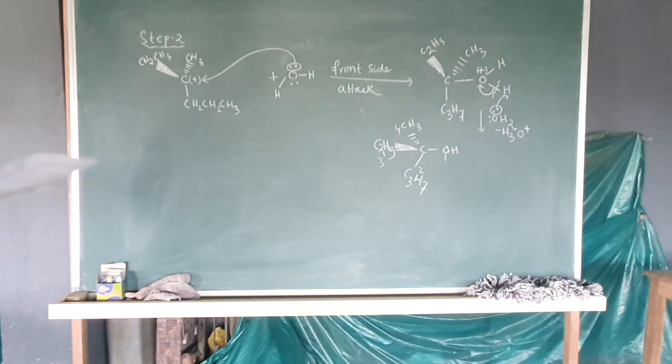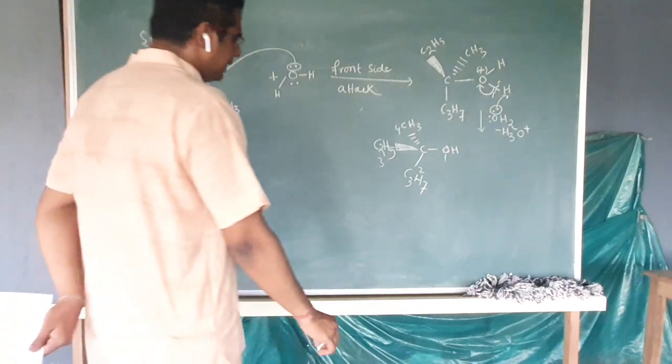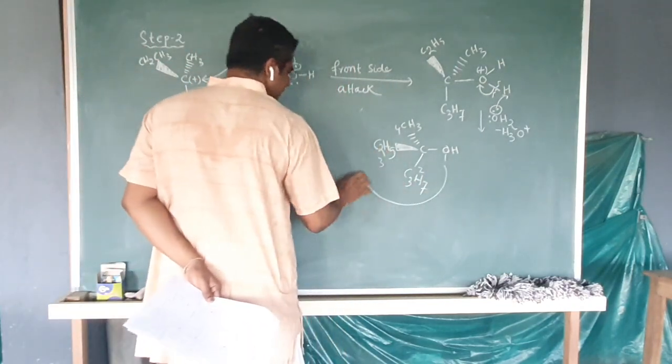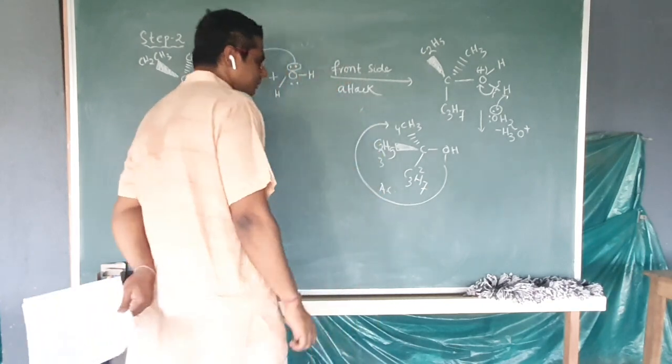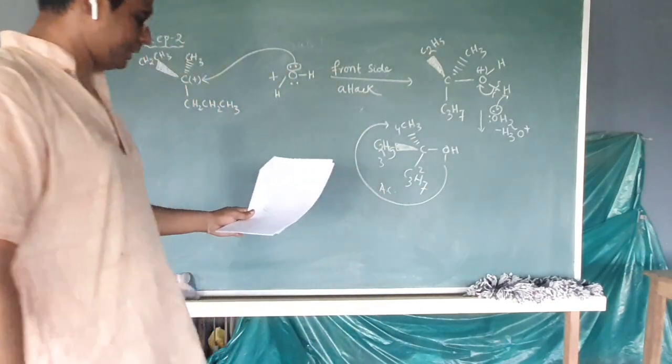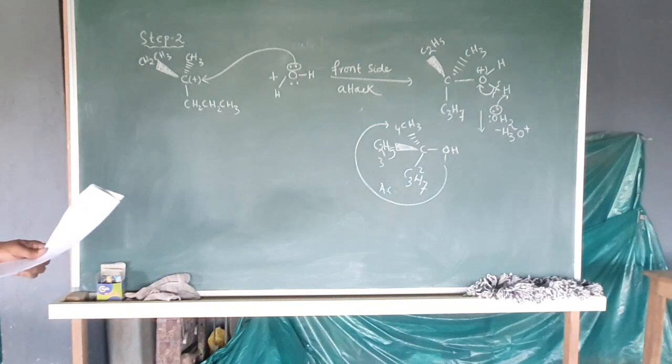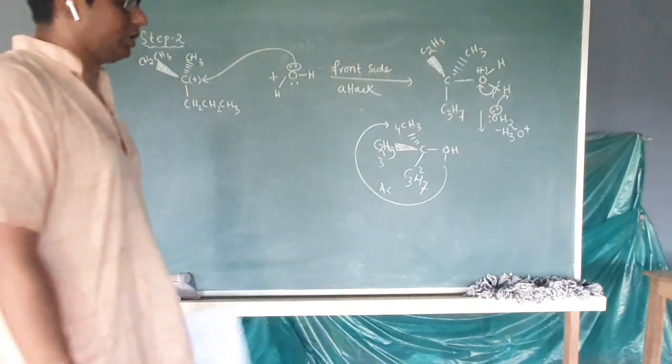So previously it was R only, right? Anticlockwise R, and now also it is anticlockwise. So it is R only. You can write the name R-3-methylhexan-3-ol.